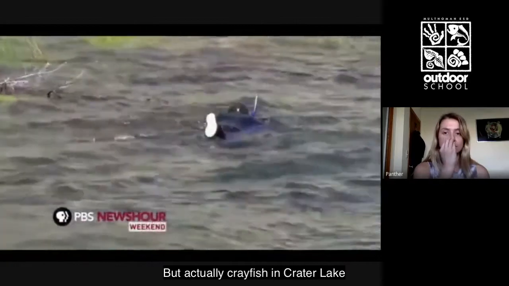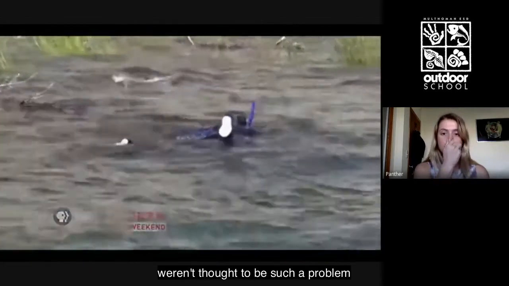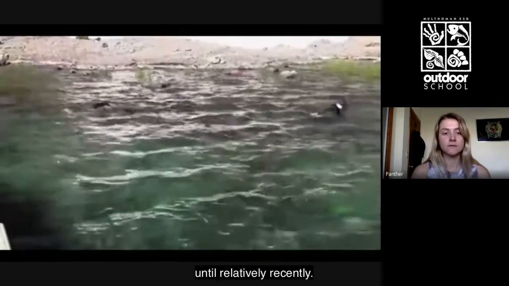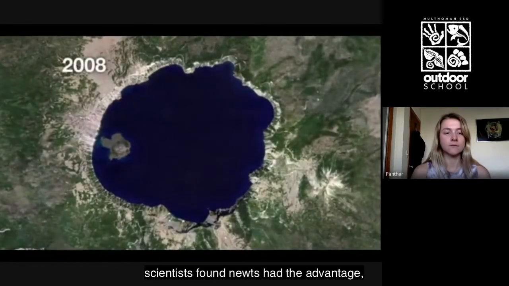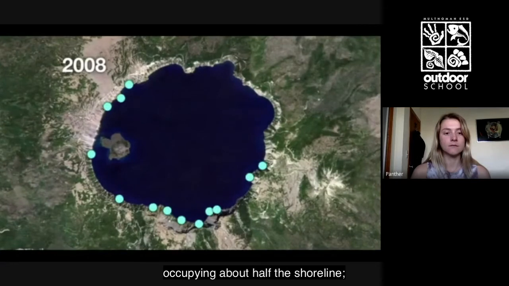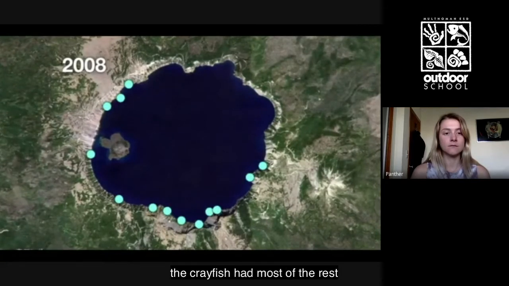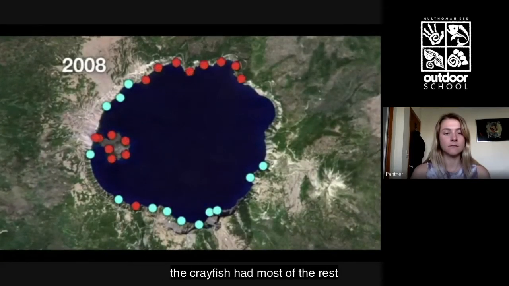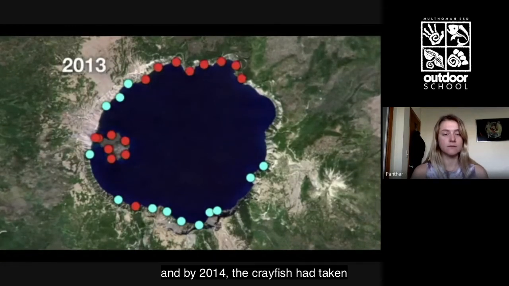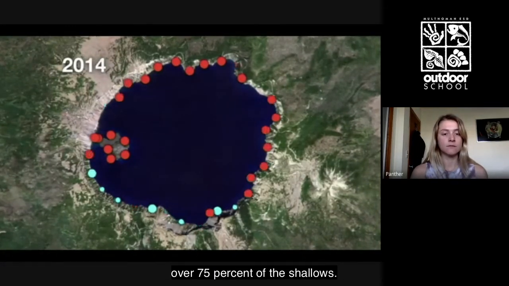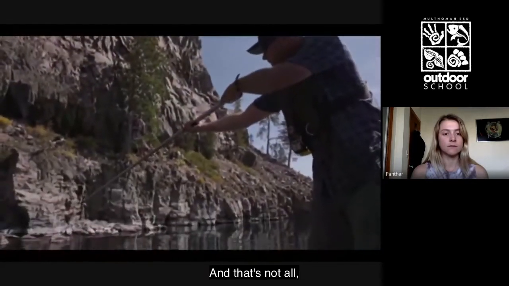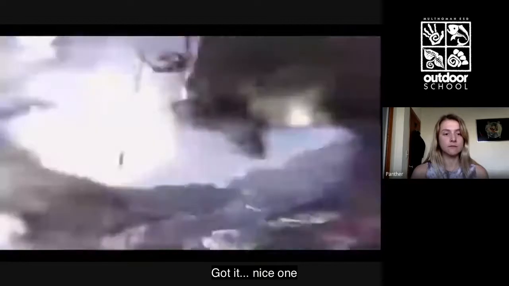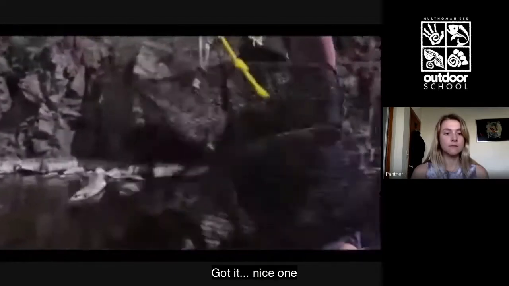But actually, crayfish in Crater Lake weren't thought to be such a problem until relatively recently. Surveying started in 2008, and scientists found newts had the advantage, occupying about half the shoreline. The crayfish had most of the rest. By 2014, the crayfish had taken over 75% of the shallows. It's right here, Scott. And that's not all, says biologist John Umick. Got it. Big bags for this one.